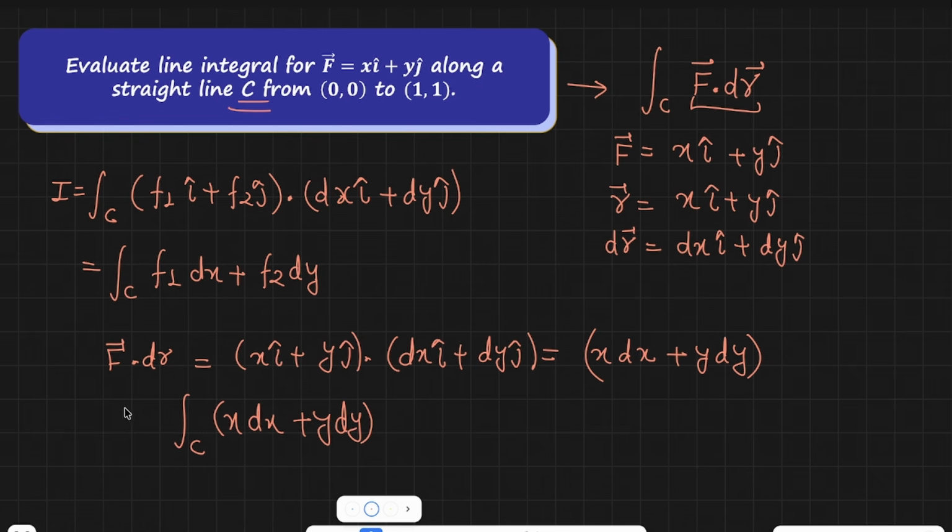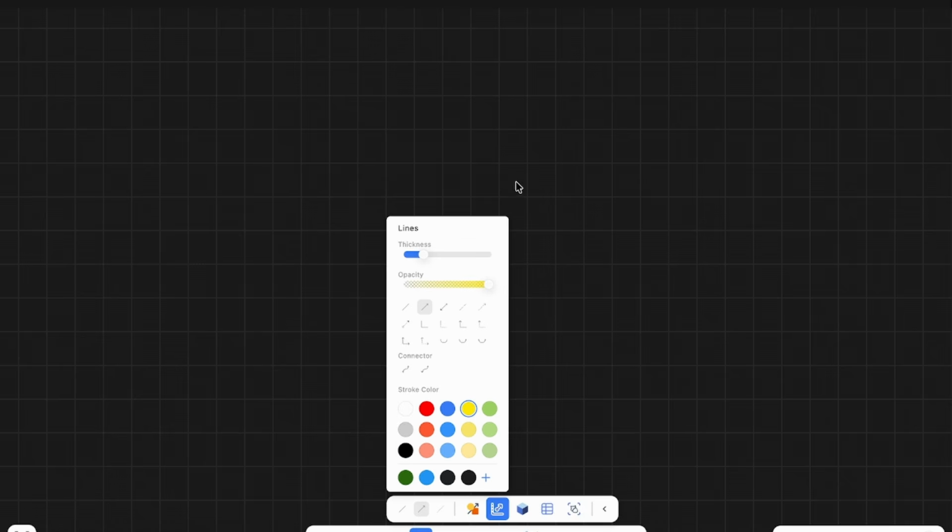Now here the concept is what will be the limit. Now come to the point. So the limit is basically, it is saying that it is from 0, 0 to 1, 1. It's along a line. Now let's take a line. Let's say I have this one.